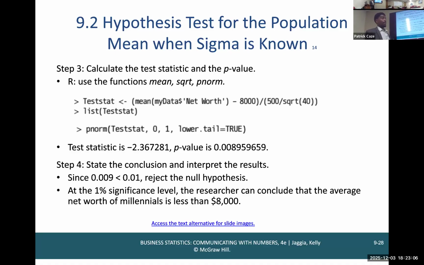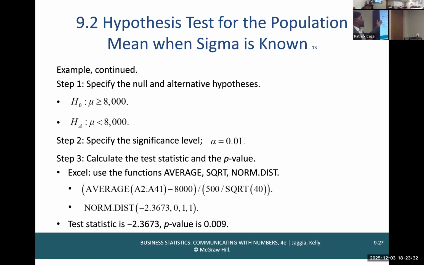So we're basically saying that, hey, this thing is out here somewhere, okay? I mean, it's still within the normal distribution, but it's out here somewhere, and it's not by chance, okay? We can say that at the 1% significance level, the researcher can conclude that the average net worth of millennials is less than 8,000. So all we're really saying is, look, the null that we have selected, we reject the null, okay?